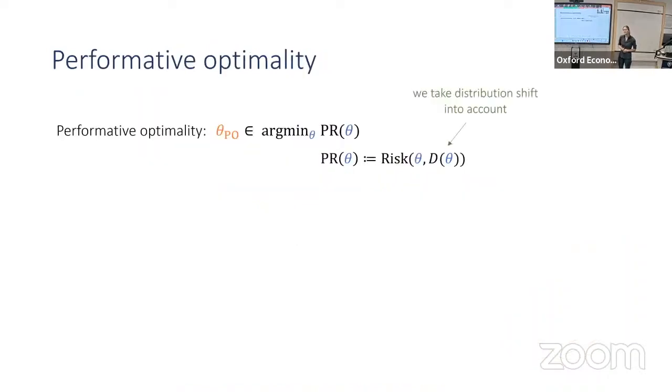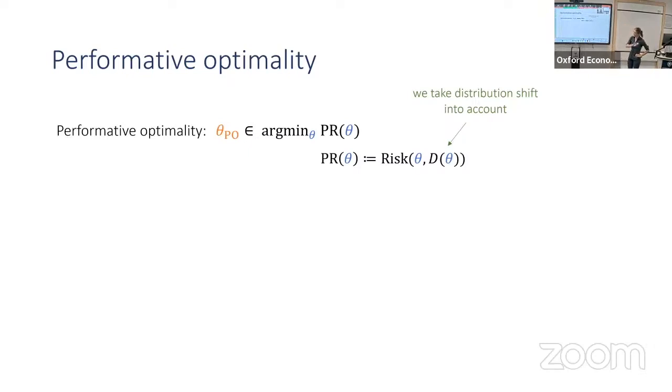Just a question about that. Under the convexity restrictions, is there a unique performatively stable point? Yeah, in the setting of the theorem, with strong convexity, it's unique. Thank you. But it's not necessarily unique in general.